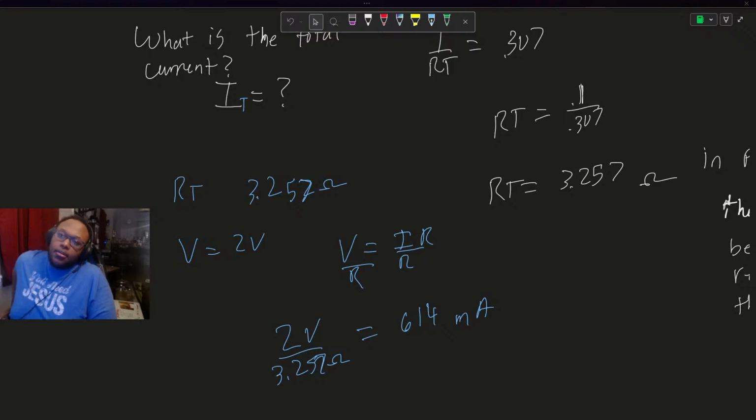Now you might be thinking, well, why didn't you just write it like 0.614 amps? Because most of the time in electrical engineering you're going to be dealing with milliamps. Sometimes you'll get to microamps. If you're over an amp, you're probably dead. Which leads me to the next thing about electrical engineering: current is pretty dangerous. Current can be dangerous.